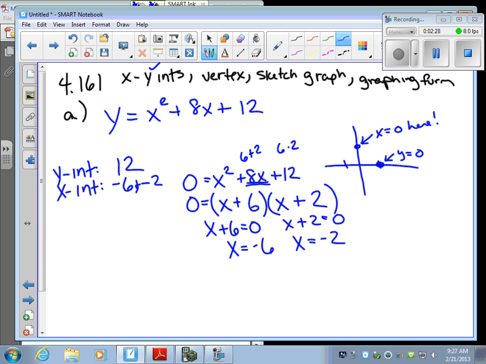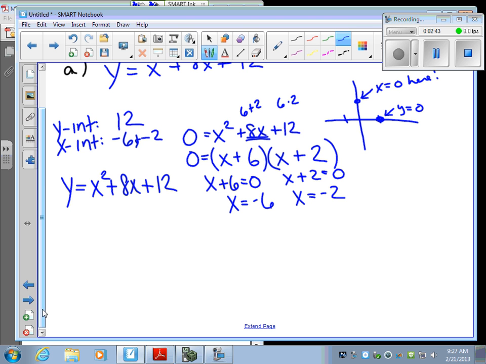The vertex. Well, I'm going to write it in graphing form first because it's easy to see that vertex when I write this in graphing form. And I'm personally going to use that shortcut that we've been doing in class because I don't want to spend a lot of time on this. So I look at this number and I divide it by 2. So if I just had this part, I would have x plus 4 squared, because remember, x plus 4 squared is x squared plus 8x plus 16.